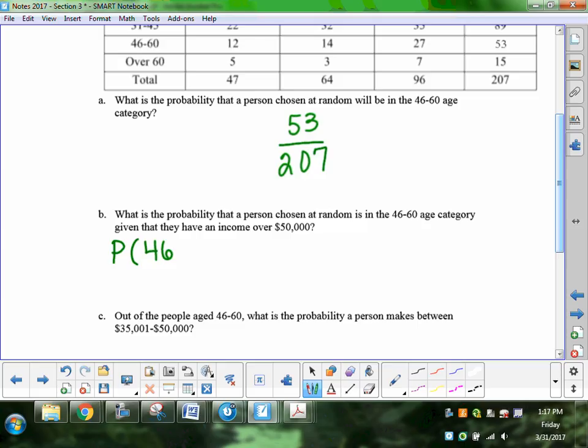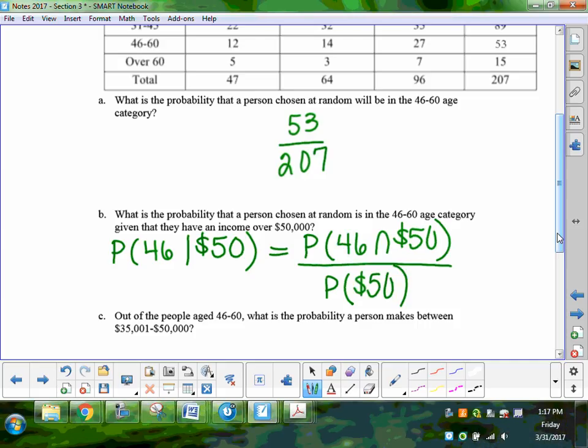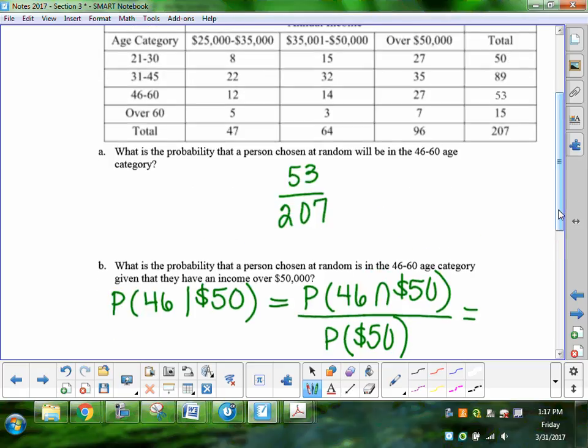The 46 band given the 50,000 income. So I need to find the probability of 46, that band, and the 50,000 over what? The probability of, or the number of 50,000s. So, how many are in both bands? Hands up, please, when you can answer that. How many are in that 46 band over 50,000 divided by what? What would you go through and say? Luke, go ahead. 27 over 96. Terrific.